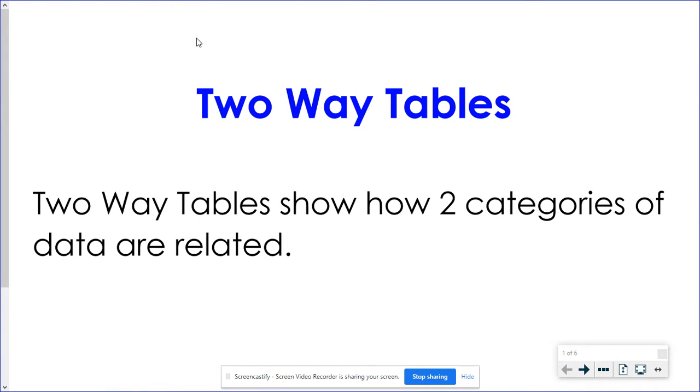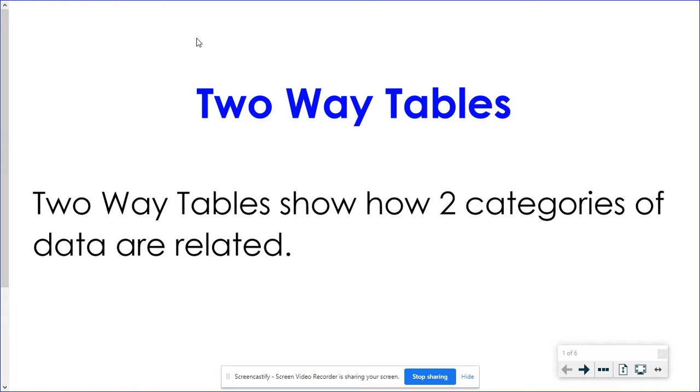Hello again, pre-algebra students. Today we're going to talk about two-way tables, which is actually one of my favorite things to teach. It's like every single problem is a little puzzle to solve. It's part of our reviewing or talking about how data is related.